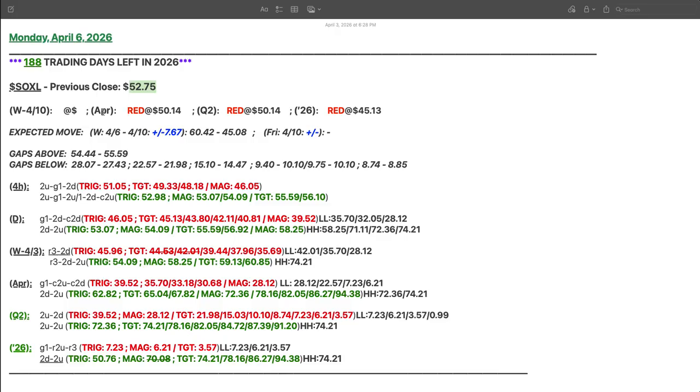So again, we are in full time frame continuity to the upside. The month, quarter, and year are green. Again, just want to see that week fall in line with them as well. Talked about the market maker's expected move for the week being $7.67, giving us an expected range of 60.42 to 45.08. And we know that we've got the gap real close right above at 54.44. We've got further gaps below starting at 28.07, which again is the magnitude on the month and quarter if we were to go to the downside. So just keep that in mind.